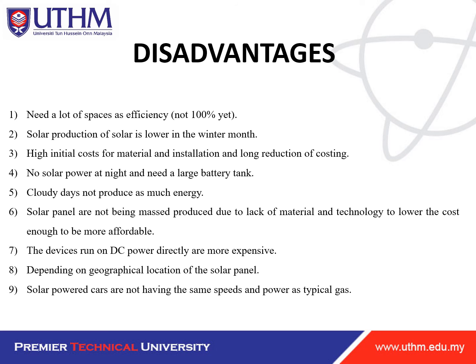Solar panels are not being mass-produced due to lack of material and technology to lower the cost enough to be more affordable. Then, another disadvantage is that devices that run on DC power directly are more expensive. Depending on the geographical location of the solar panel, solar power cars do not have the same speed and power as typical gas cars. Then, production of solar is lower in the winter months, which means like the rain of the day.